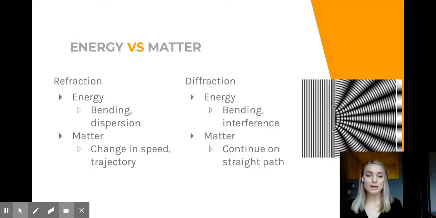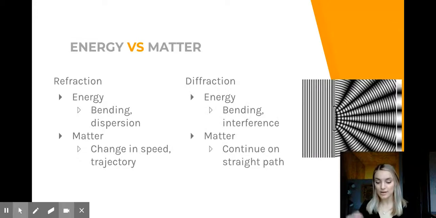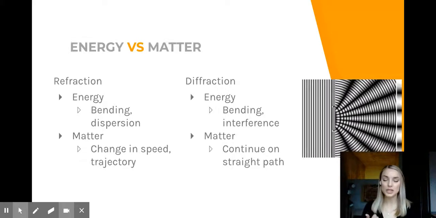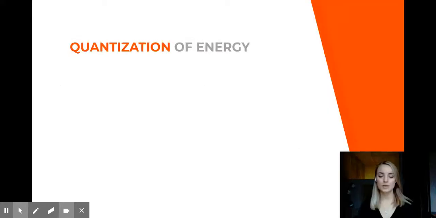However, there were 3 big phenomena that were not explained by this current understanding of energy. And the big ones are black body radiation, the photoelectric effect, and atomic spectra. So we're going to talk a little bit about each of those and how they produced new understandings, with the exception of atomic spectra, which we'll go into more detail tomorrow. So the first issue, the black body radiation issue, is basically this.